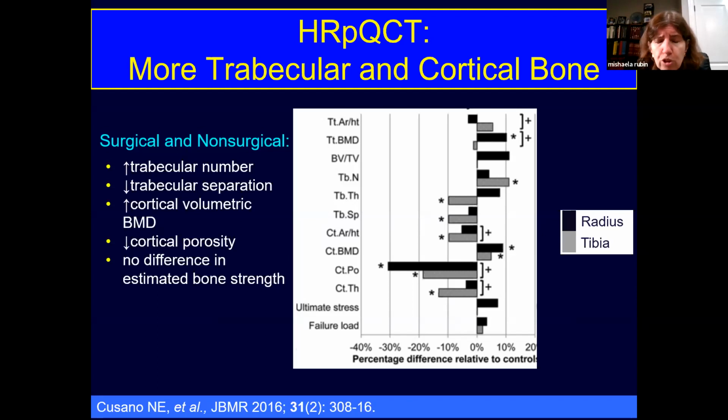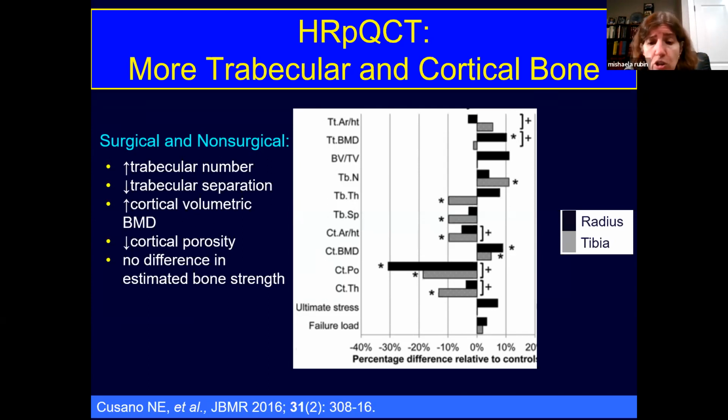So the number of the trabeculae, which are like these little microscopic struts, was increased. They were less separated, so that means they were more packed together because there was more of them. And in the cortical solid part of the bone, there was a greater volume of the bone density. And cortical bone normally has little holes in it, but there was a decrease in the amount of these holes. Again, consistent with this theme of there being a thicker, denser bone overall.